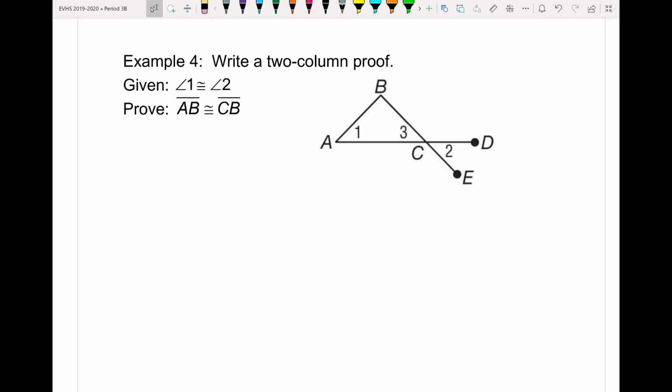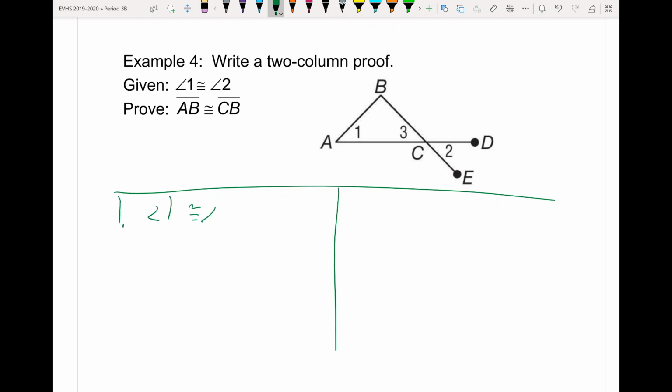Example 4. Write a 2-column proof. I know you love seeing that so much. I'm hoping that you guys are getting better at your proving process by now. Angle 1 is congruent to angle 2, and that is given. Let's get this in here. Angle 1 is congruent to angle 2.